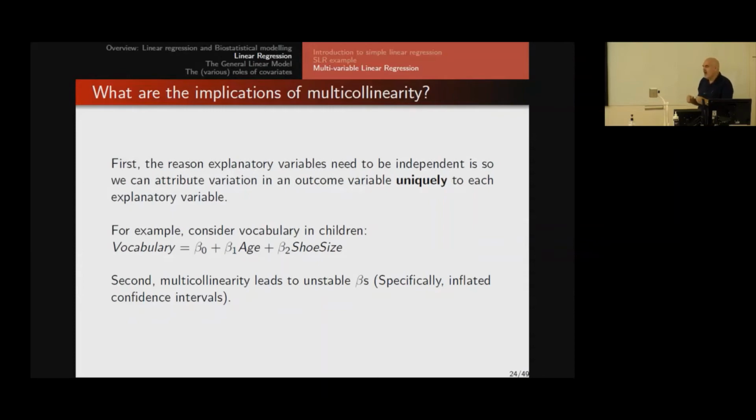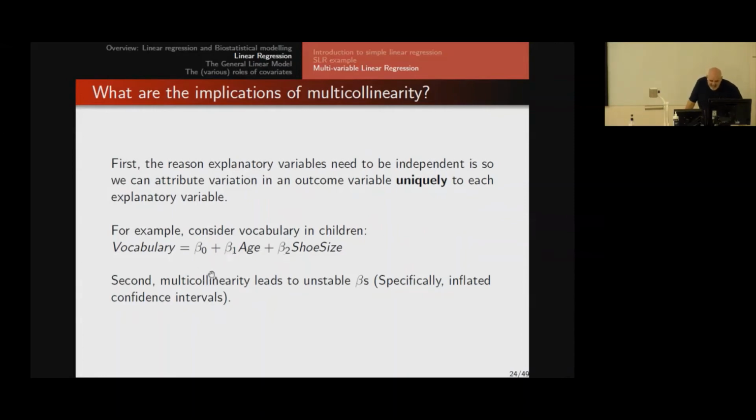We want to ascribe that which is explained by age purely to age and that which is explained by shoe size, which should be almost nothing, to shoe size, right? We want to be able to partition or separate these sources of variation.